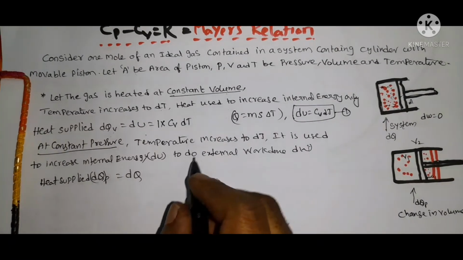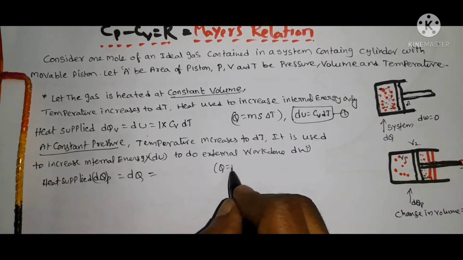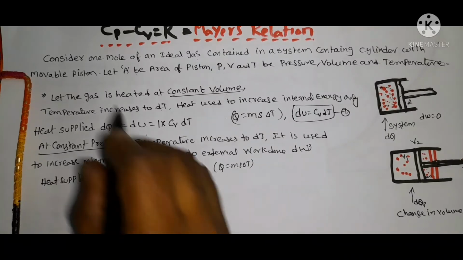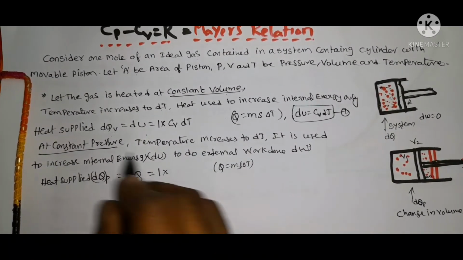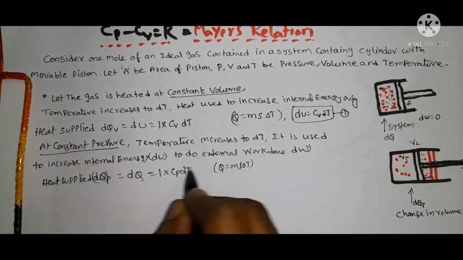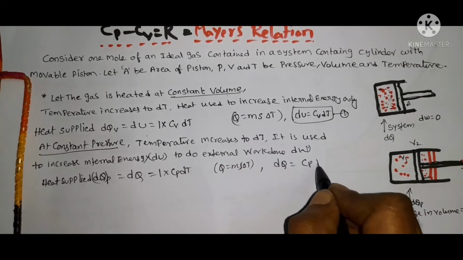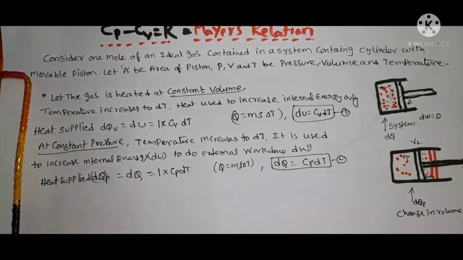Okay, now same you can apply the same formula here. Q is equal to m s delta T. Now m means mass, 1 mole, s means specific heat at constant pressure, that is Cp, rise in temperature as usual dT. That means you can write here dQ is equal to Cp dT. Let it be equation number 2. Now here I am considering ideal gas.